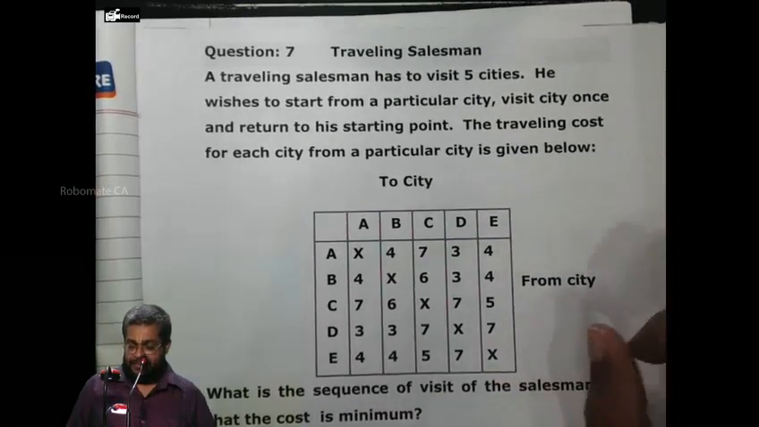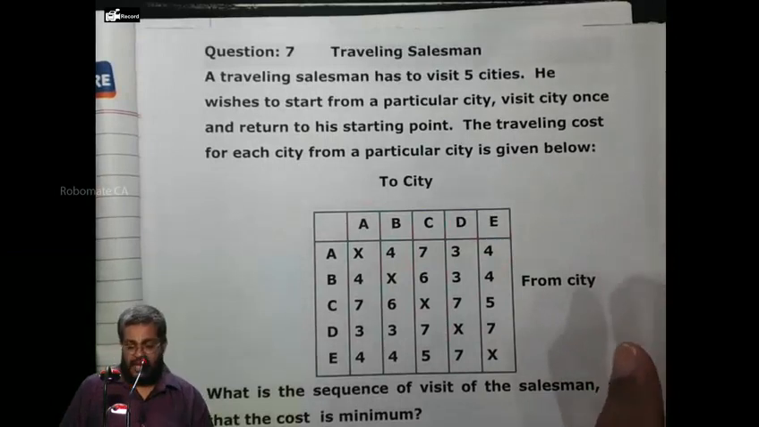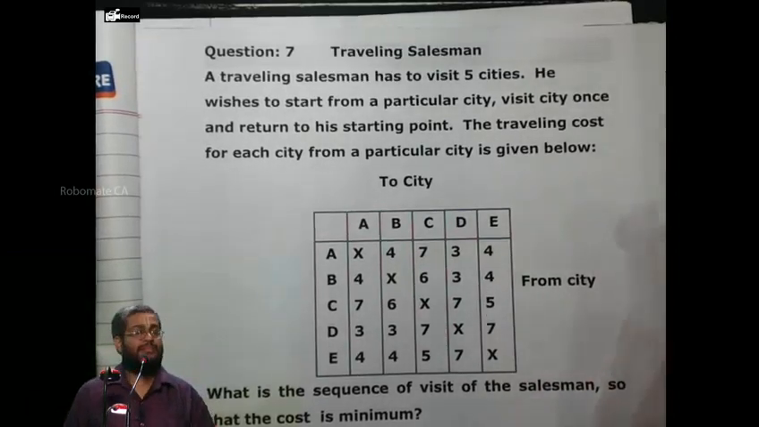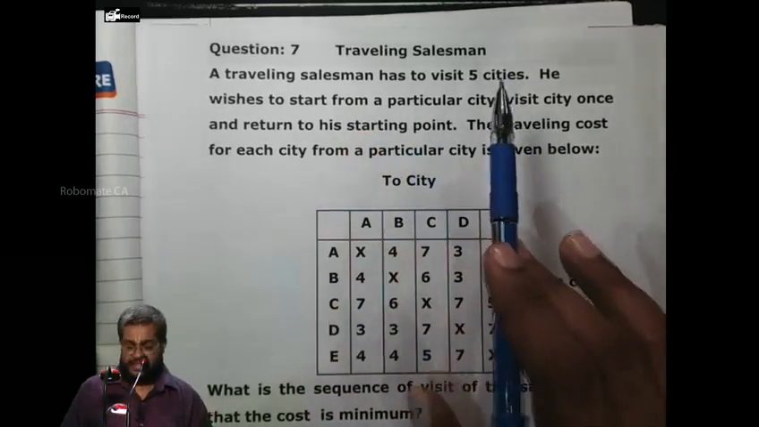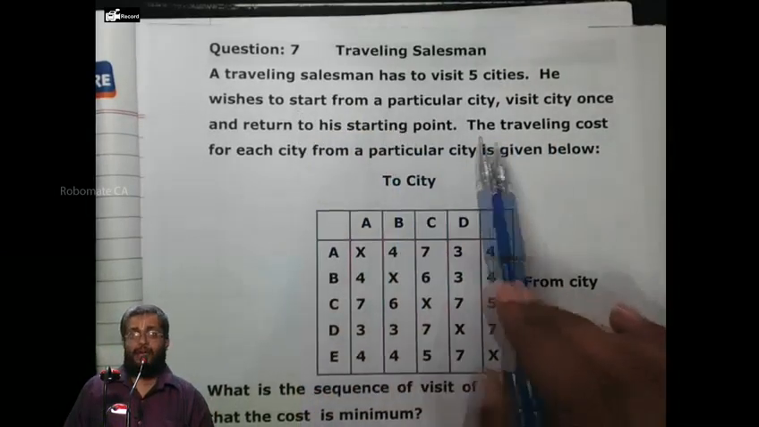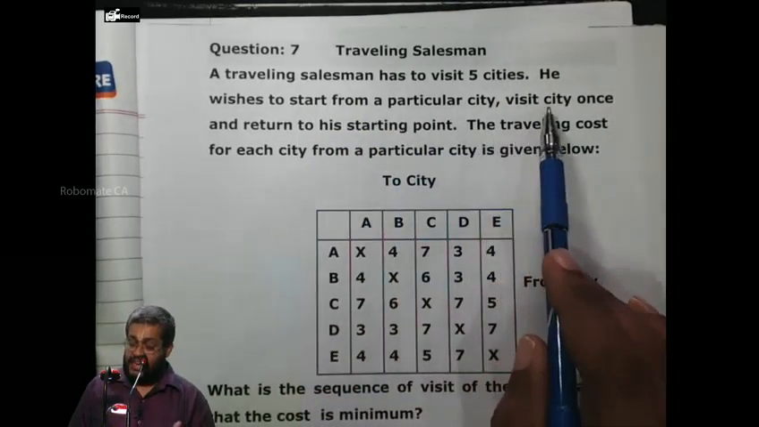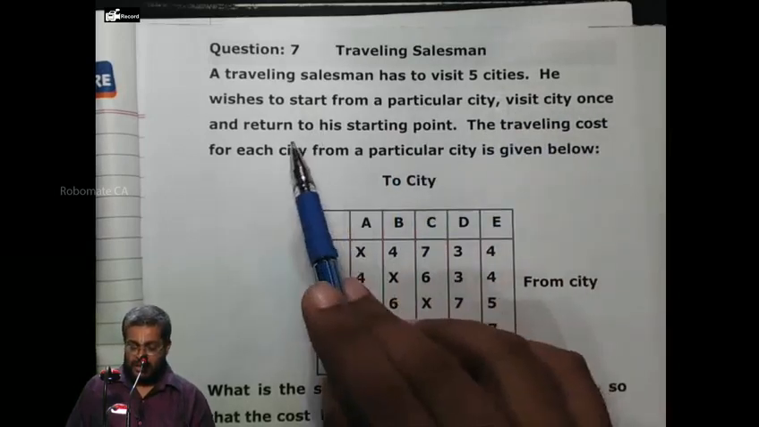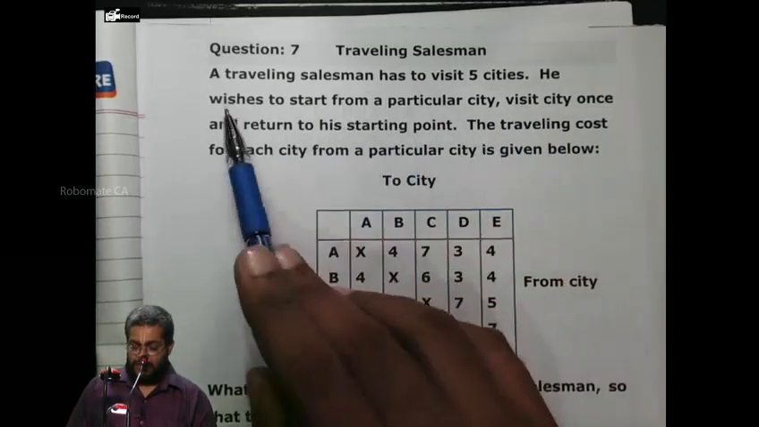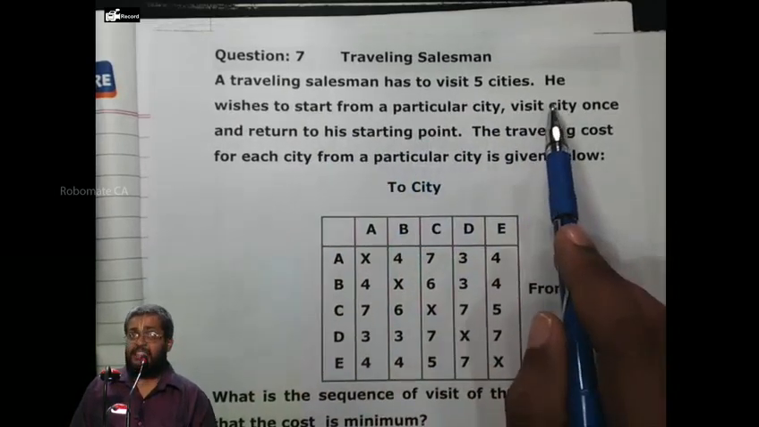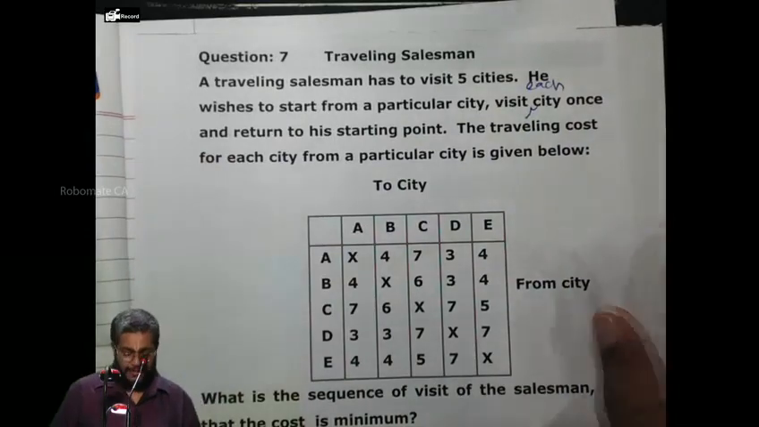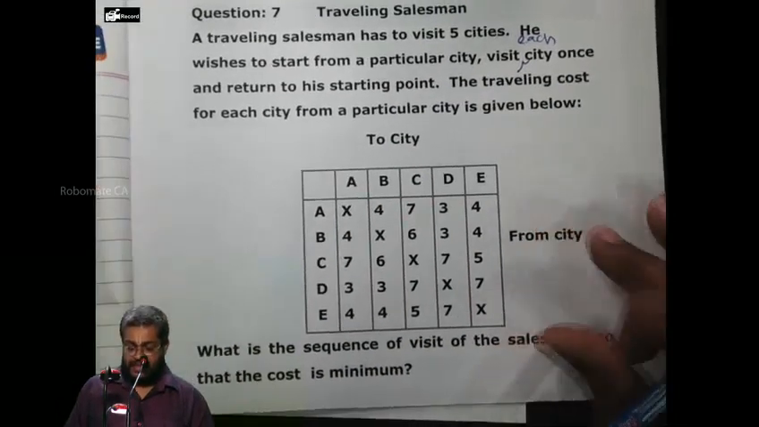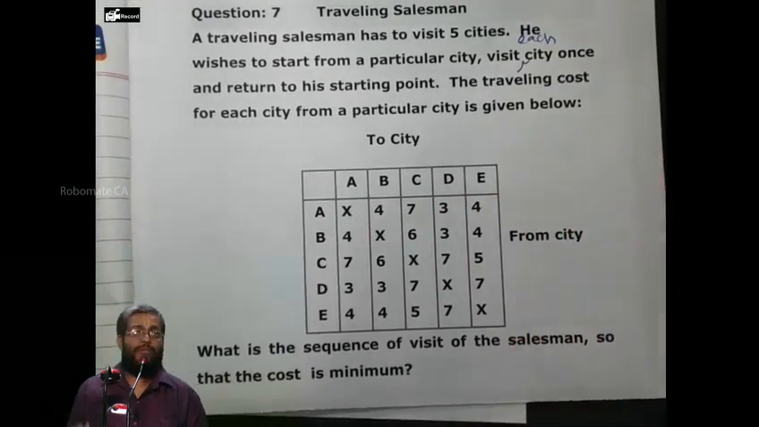A traveling salesman has to visit 5 cities. Have you taken the page? Yes, which question? Seven. Okay. The traveling salesman has to visit 5 cities. He wishes to start from a particular city, visit each city once, and return to the starting point. The traveling cost from each city to a particular city is given below.